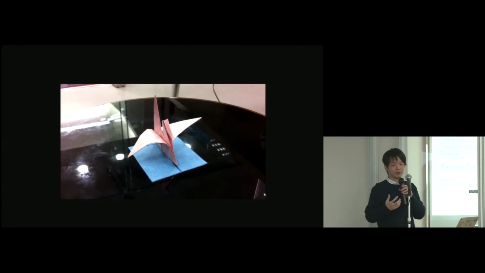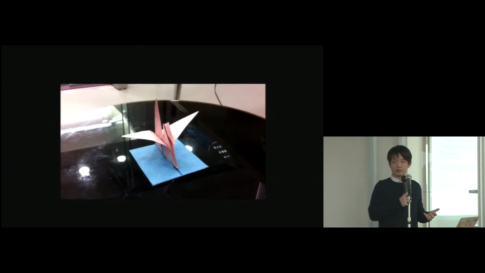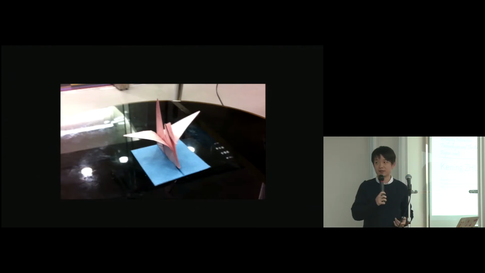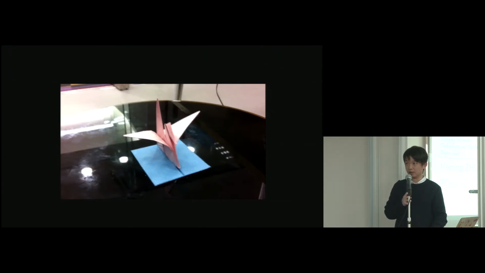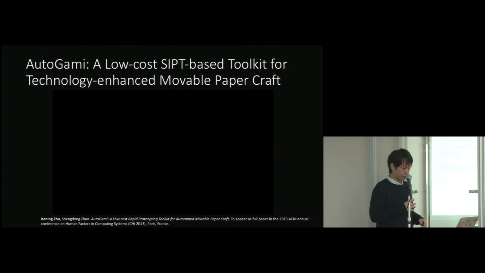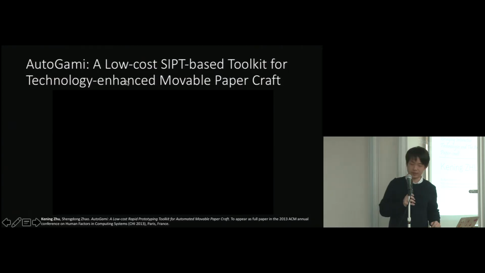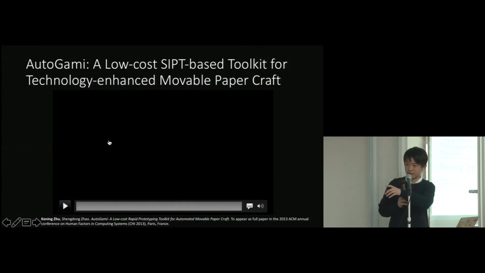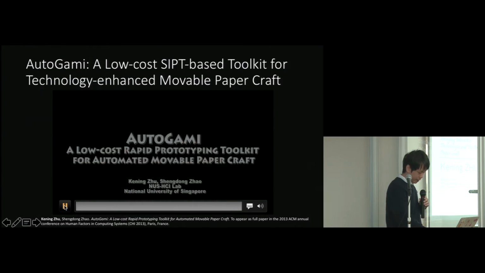And then I was thinking about whether I can let most users create this kind of interactive paper craft by themselves. Then I made a toolkit called Origami. It's automated origami. So it's a low-cost toolkit for creating this kind of paper craft. And this work was published in CHI 2013. And I will show you a video. And this video will contain the narrative by itself.